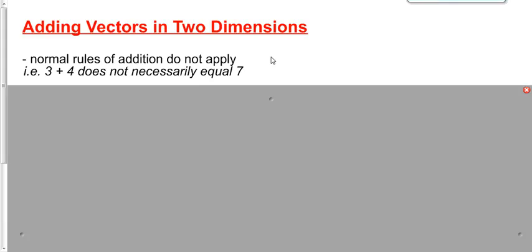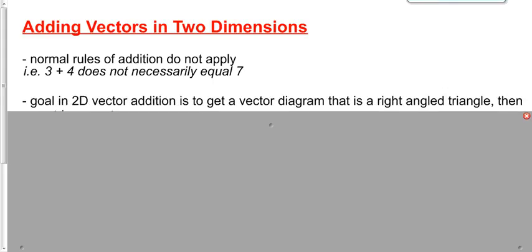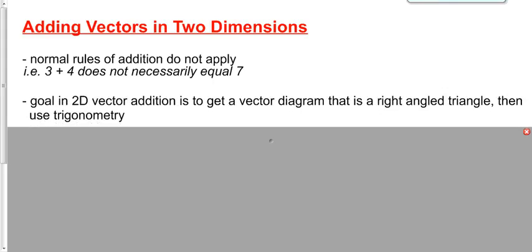3 plus 4 doesn't necessarily equal 7. 3 plus 4 could equal some other number. So how do we figure out what it is? Well, to do addition in 2 dimensions, we got to start drawing pictures. So even though we're doing grade 10, grade 11 math, we've got to go back to grade 1 in the way we solve things, draw pictures. To add 2 numbers together, we're going to draw a picture.